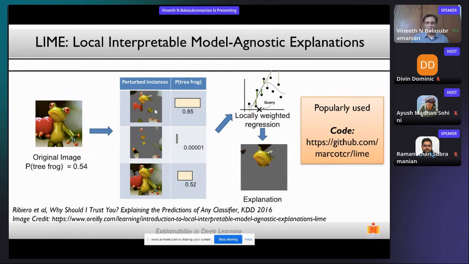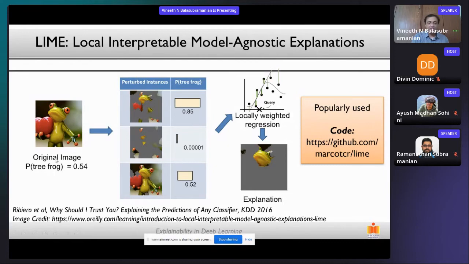So here is the intuition. I'm showing it with an image example, but this can be done with any other data also. You can do it with tabular data, graph, document, any other data too. Once you've trained a model, remember this is a post hoc method, which means you're going to use this to explain a previously trained model. You're not training, it's already trained.